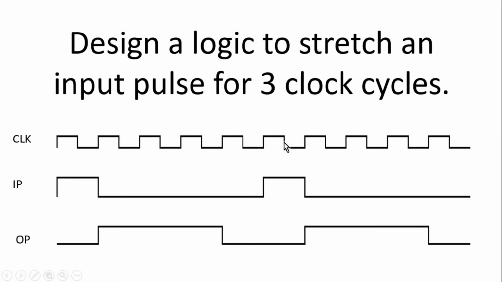This is the clock signal which is input to our logic, and this is the input signal which will always be in the form of a pulse, as shown in the figure. Whenever there is a pulse on this input signal, a pulse should be generated on the output, but it should last for 3 clock cycles, as shown in the figure. Similarly, whenever there is a pulse on this input signal, at all times there should be a generation of a pulse on the output signal, which should last for 3 clock cycles.